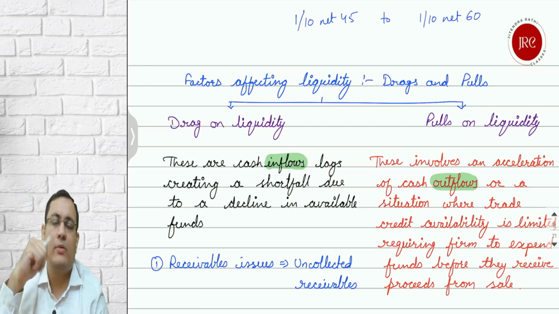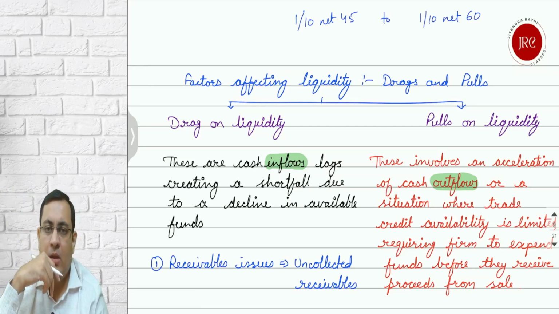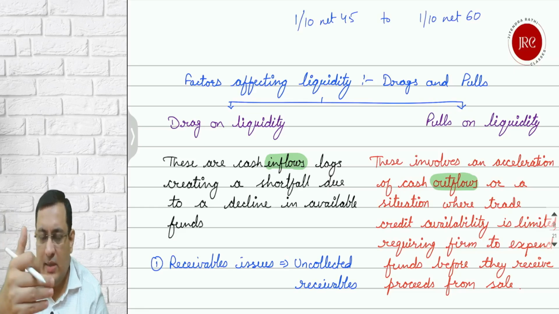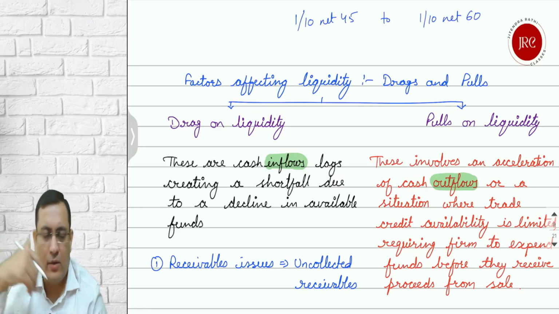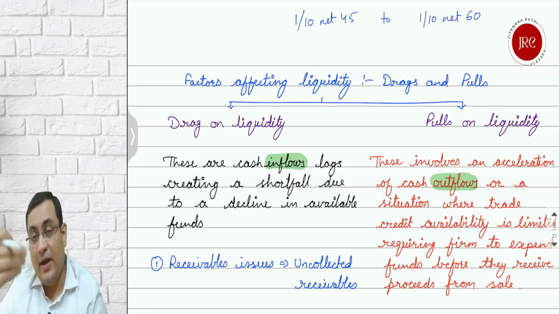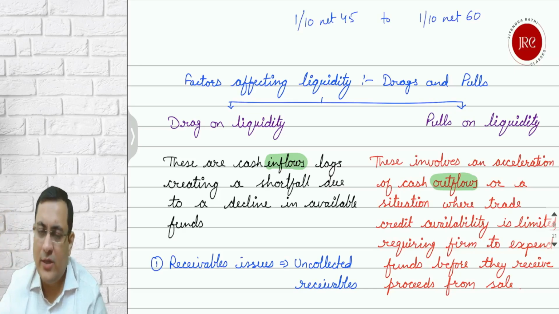So these types of transactions will be there, where they will ask what is the effect of this transaction: increase, decrease, and decrease again in what form? Is it a pull or a drag on liquidity? So now let's define what is drag on liquidity and what is pull on liquidity.